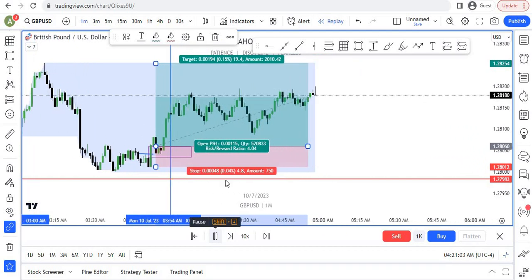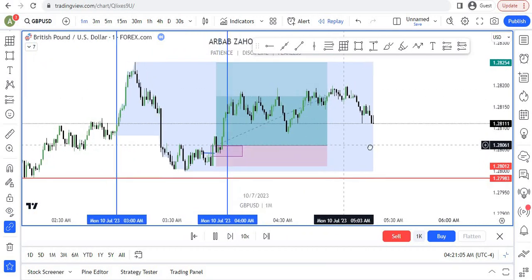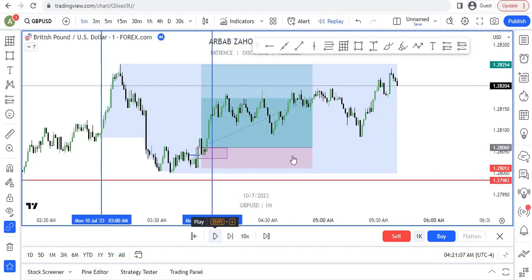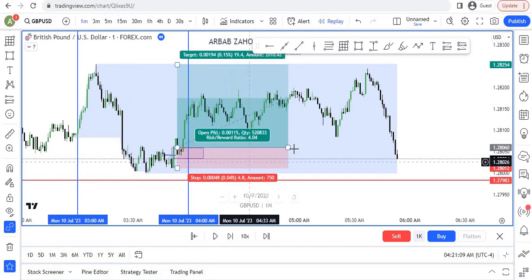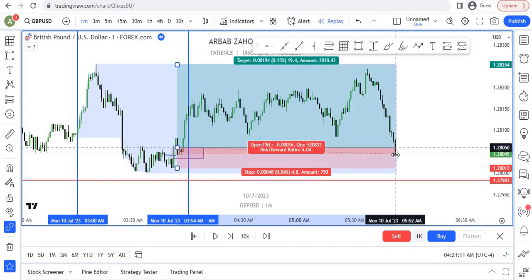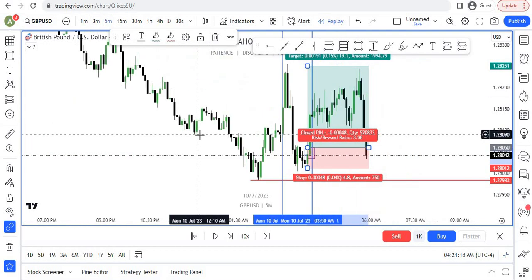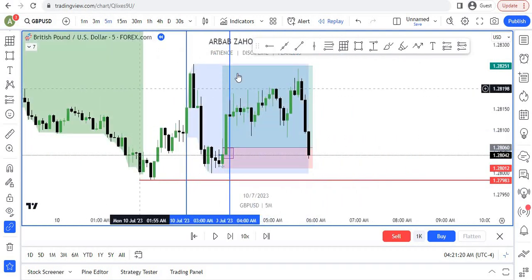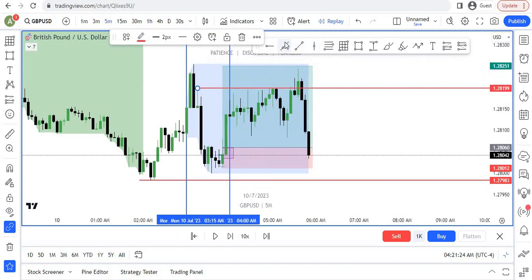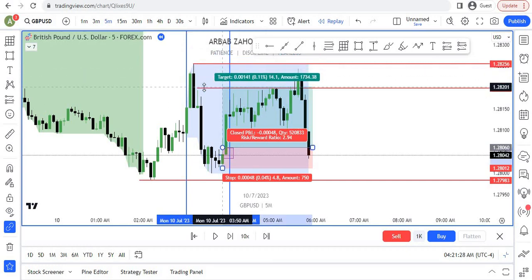Let's play out. Yeah, it's almost there. We will go to the 5 minute time frame and see. We have liquidity here as well, and liquidity here as well. Okay, so mostly we take out 15 pips around here.